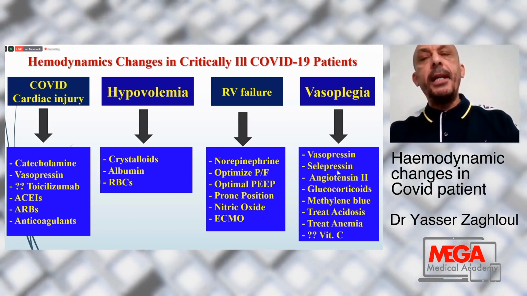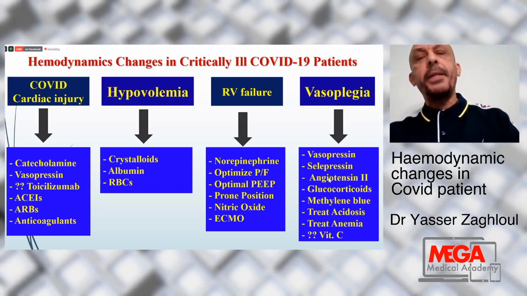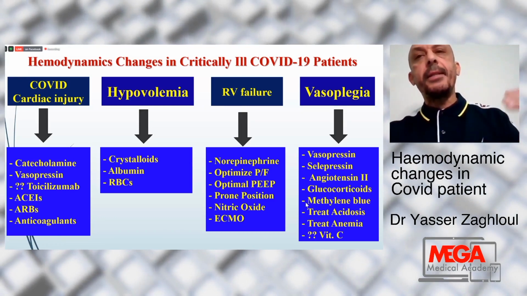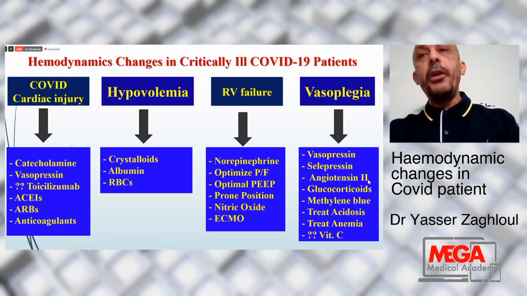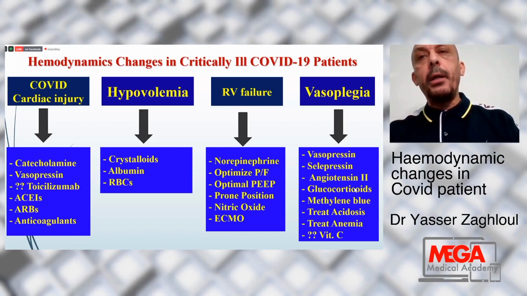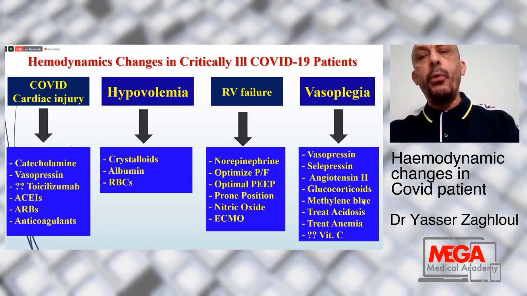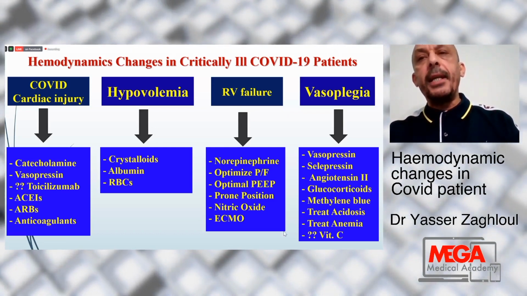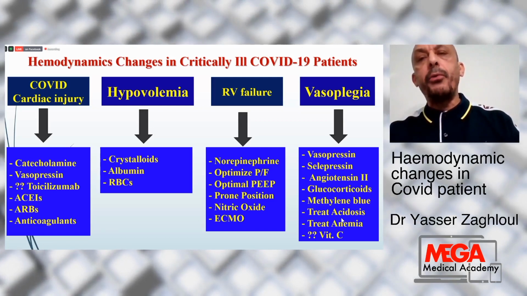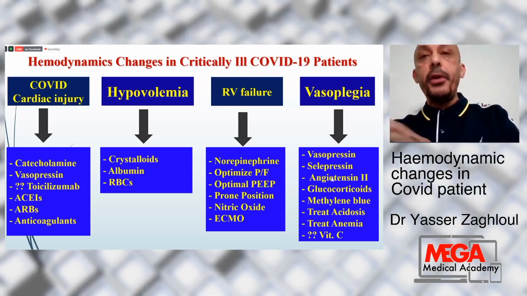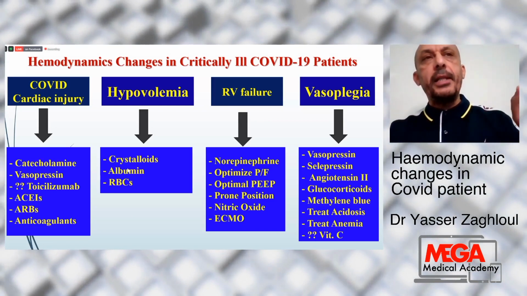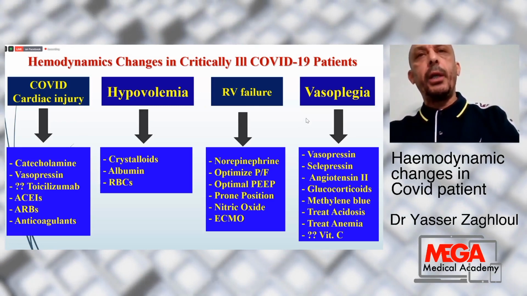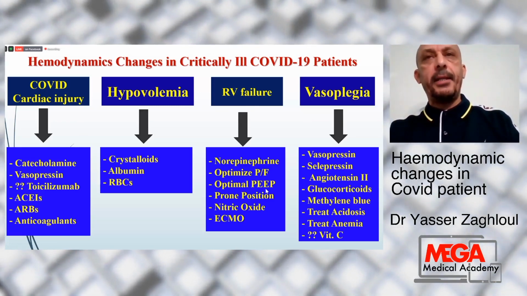Vasoplegia is a big problem, not responding to catecholamines like norepinephrine or epinephrine, so you may use vasopressin. Selepressin is almost the same, but it is more specific, acting on the V1 receptors, so it has fewer side effects than vasopressin. Angiotensin 2 can be used as well. Steroids and methylene blue are suggested in case of vasoplegia, plus treatment of acidosis and anemia, because both of them may cause vasoplegia, and consider vitamin C. Of course, we will not mention all, this is just for simple understanding. These are the 4 categories we deal with in patients with hemodynamic instability.